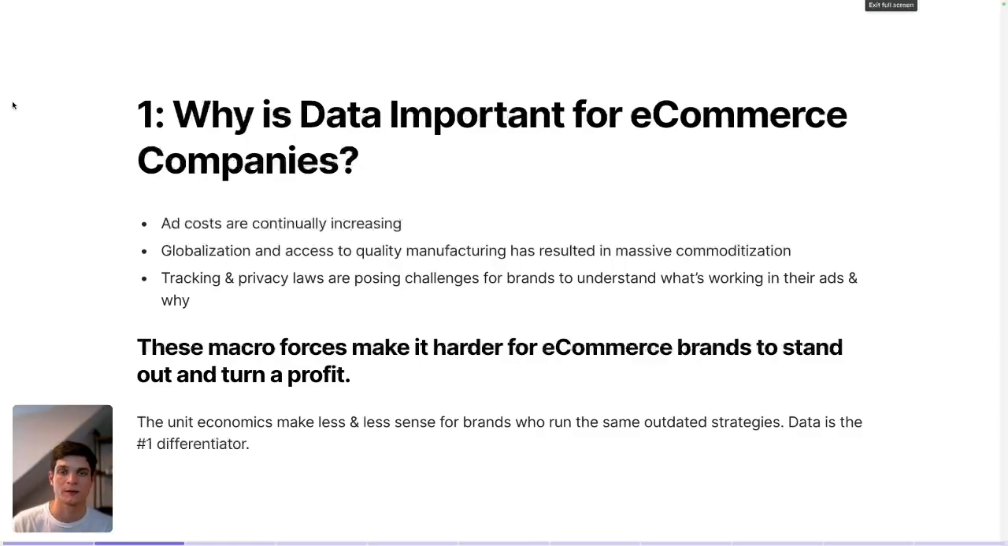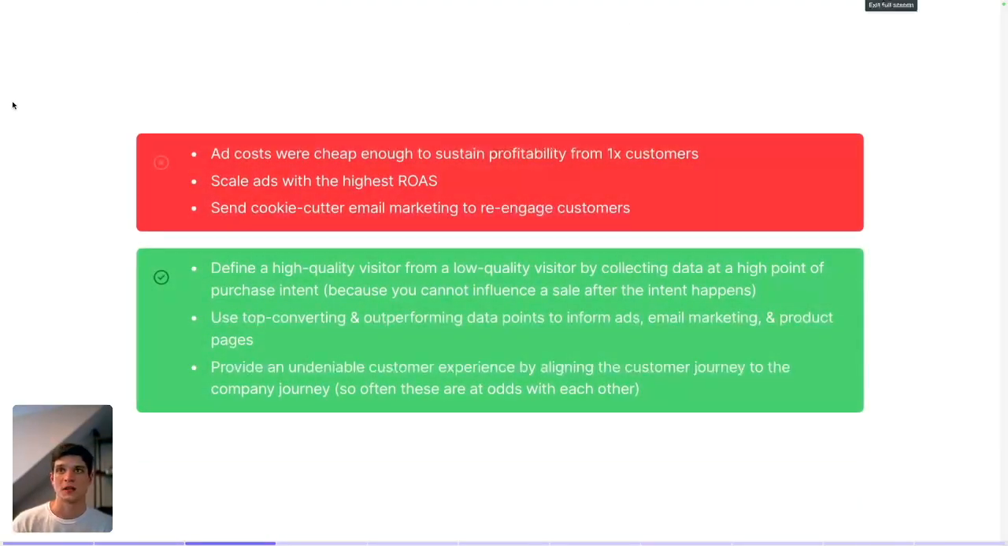The unit economics make less and less sense for brands who run those same outdated strategies. And data is the number one differentiator for growth. It used to be that you could just scale ads with the highest ROAS because ads were cheap enough to where you could sustain profitability just by acquiring enough low quality one-time customers. You could send cookie cutter email marketing and it would be enough. Nowadays, you actually have to be able to define what separates a high quality visitor from a low quality visitor, or one that's more likely to convert than others.